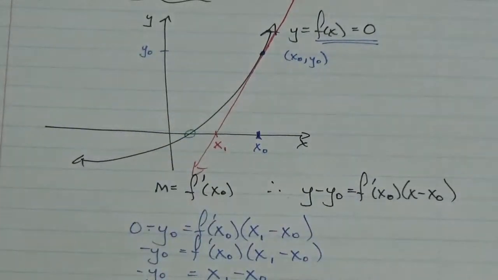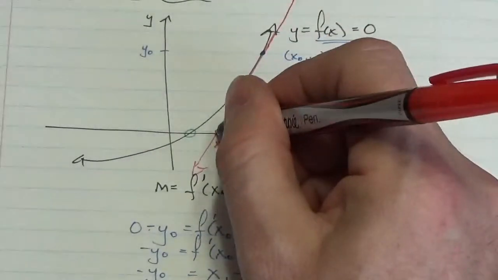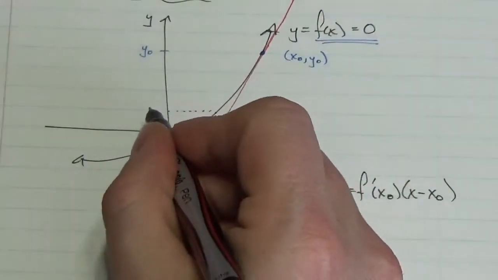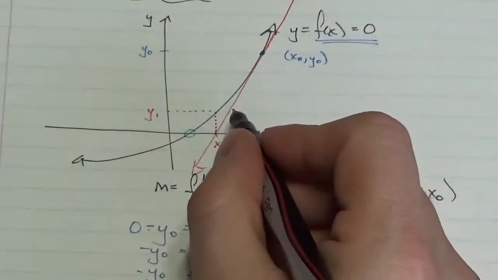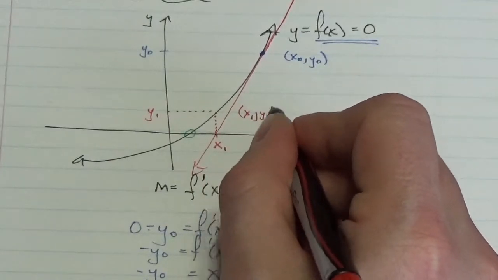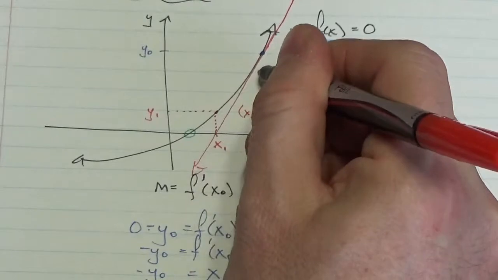But you know what? Maybe that's not good enough. Maybe I'd like a better guess here. So what I'm going to do is use this as my starting point. Okay, this is going to come over here. And I'm going to start with this new point. I've got this new point now, x1 comma y1. And I'm going to draw a new tangent line right there.